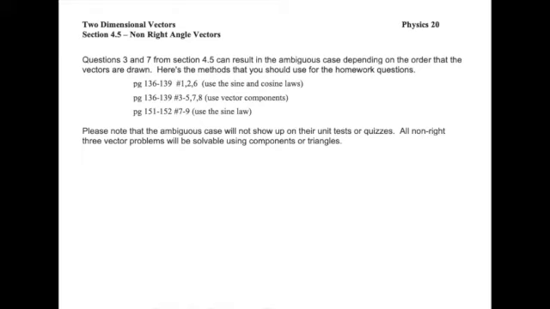Now, on your tests and your quizzes, nothing will show up with the ambiguous case, so you'll be able to use either the vector components or the sine and cosine law for any non-right triangles. So you don't have to worry about this coming up on tests and quizzes. It shows up in a couple in the workbook here, so just watch out for that. But if you split it up like this, it should give you good practice using sine and cosine law and vector components. Then you should be able to do either one on your tests and your quizzes. It'll be up to you whichever one you prefer to use.